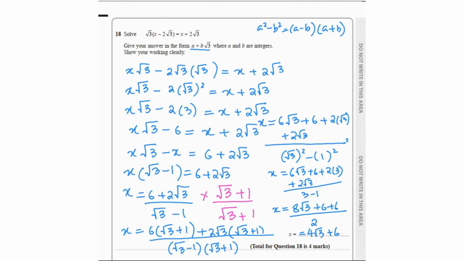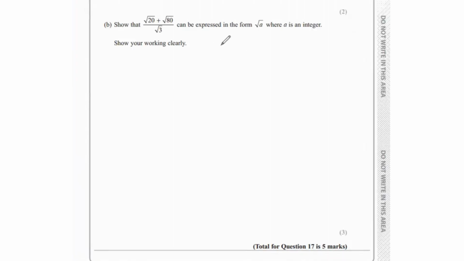In this question, you learned pretty much everything that's going to come in Surds: expanding brackets, rationalizing the denominator, and how to use difference of perfect squares to make your calculation easier. In this one, it says root 20 plus root 80 can be expressed in the form of root a, where a is an integer. Show your working clearly. So in this one, you learn how to simplify a surd.